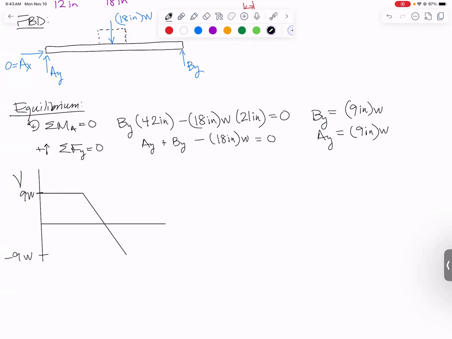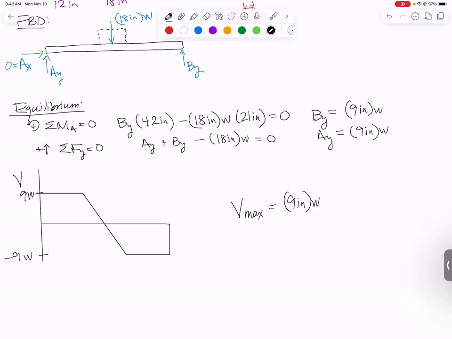And then we have no distributed load, so we have no slope. And then at the end of the beam, we have BY, which brings us back up to 0. And there's our shear force diagram. What's important from this is Vmax. Vmax is equal to 9 inches times W. And we can solve the problem from there.